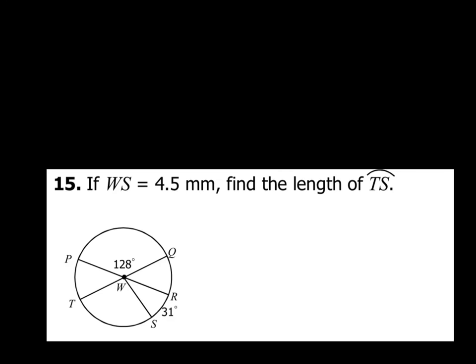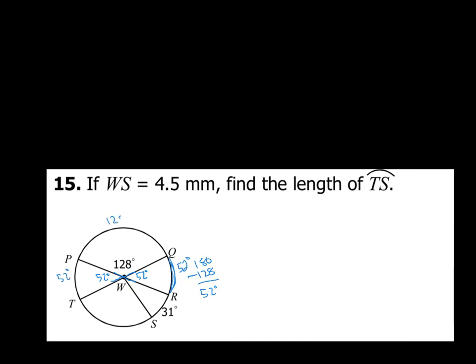For our last example, again, I'm just kind of looking really quick here. I see that this is a diameter, so this is 180 degrees. So this arc QR is going to be 180 minus 128. All right, that's going to yield me 52 degrees. So right here is 52 degrees, and out here on the arc is going to be 52 degrees. Now I have a nice little vertical relationship here, so this is going to be 52 degrees, 52 degrees.